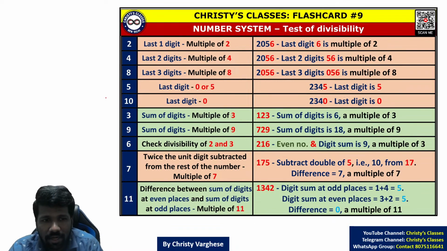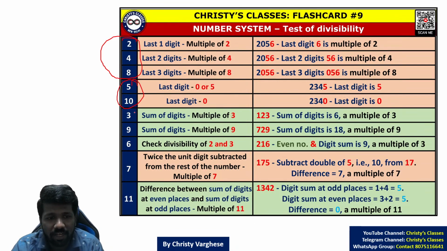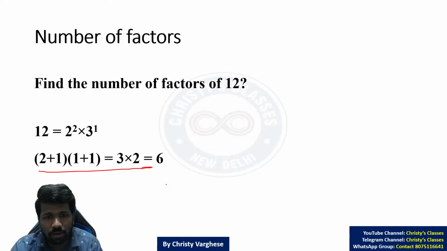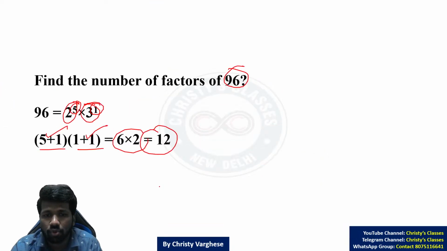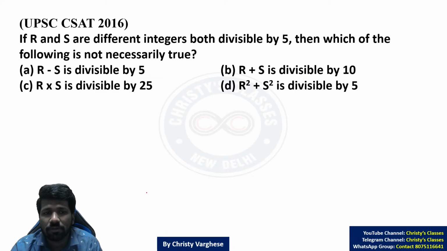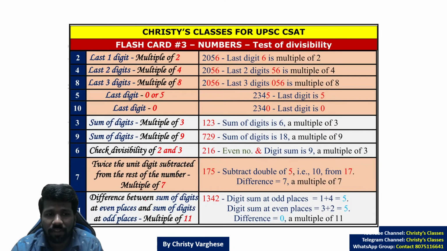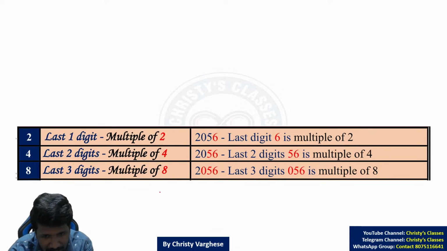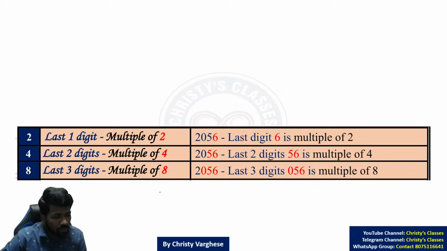Let us learn as a group. 2, 4, 8 is a group, 5 and 10 is a group, 3, 9, 6 is a group, 7 is a type, and 11 is a type. 2, 4, 8: how to check whether a number is divisible by 2 or 4 or 8? Very simple. If the last digit is divisible by 2, or if the last 2 digits are divisible by 4, or if the last 3 digits are divisible by 8, that is how to identify.